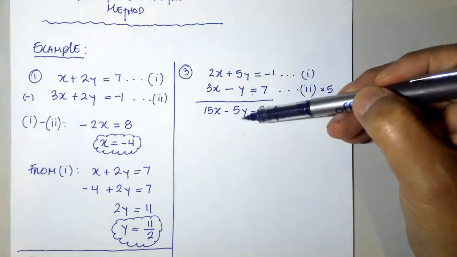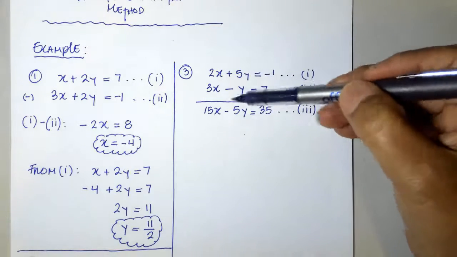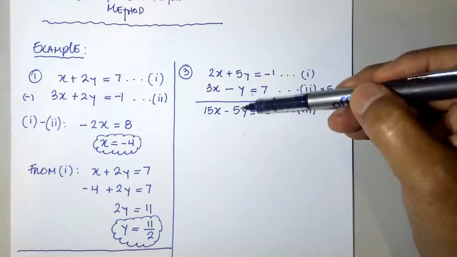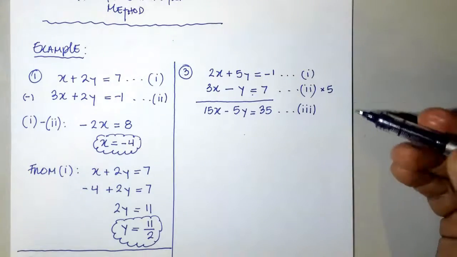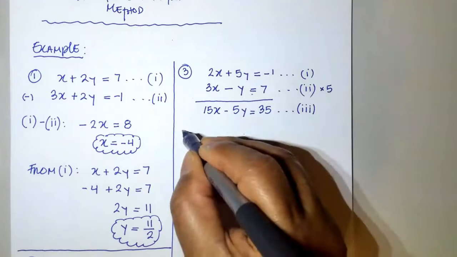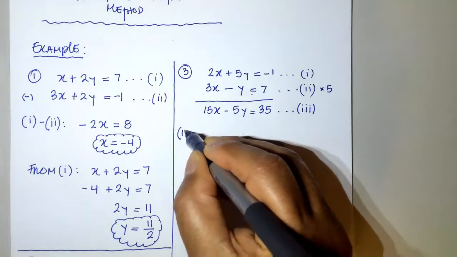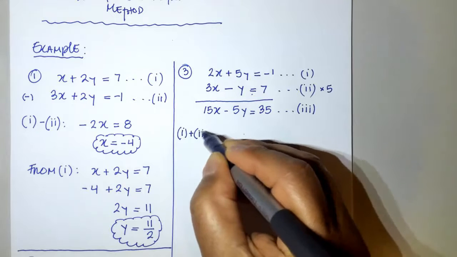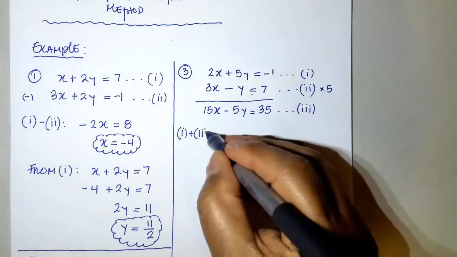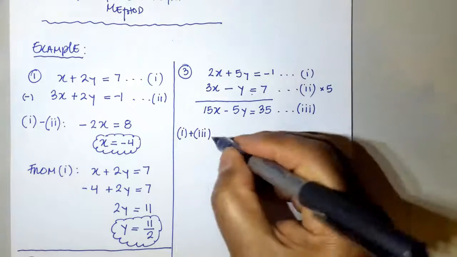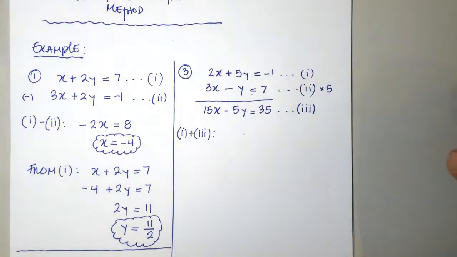So we can eliminate this y very, very easily by addition. Okay, so we need to add them together, and that's how we're going to eliminate the y. So we're going to say 1 plus 2, no, plus 3. Okay, so we're doing this one and that one. That's what we need to do.